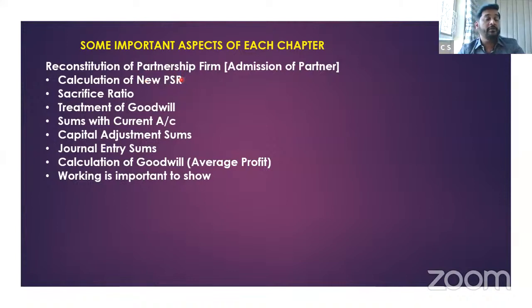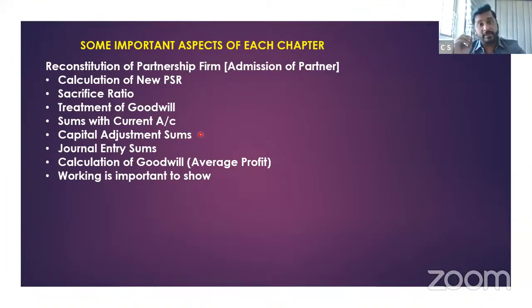Practice this because it may come for objective type as well as you can have it in the question. Sacrifice ratio simply means, when to find the sacrifice ratio, the formula and the calculation. Treatment of goodwill, all the six types of treatment, valuation method or premium method, check properly. It's all there in the book. Sums with current account, see them once because we ignore them as if this won't come. Don't assume things. Capital adjustment sums means the partners would adjust their capital in the new PSR. Something of this sort would come.